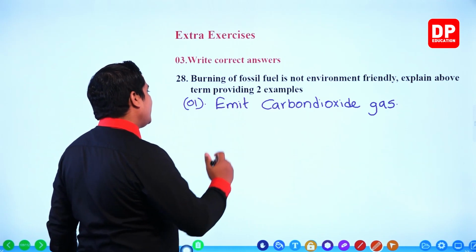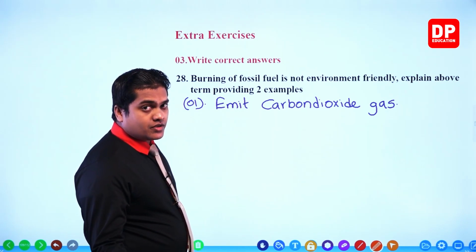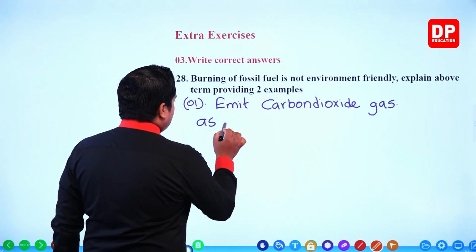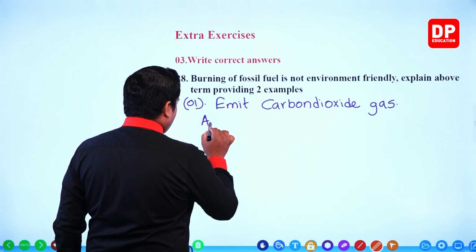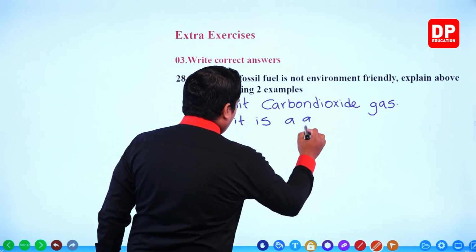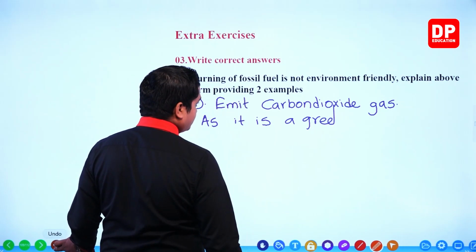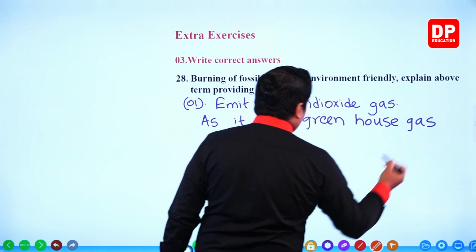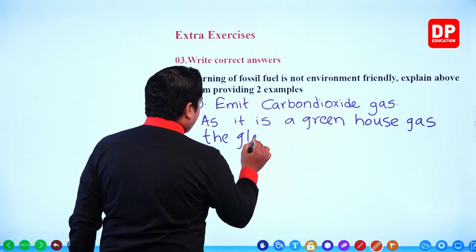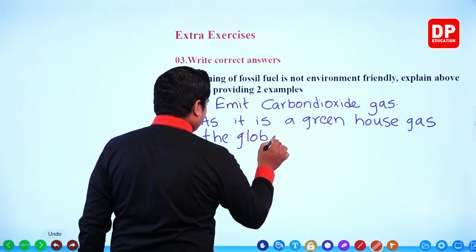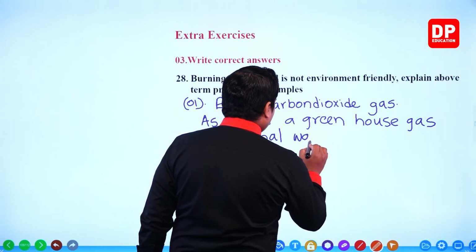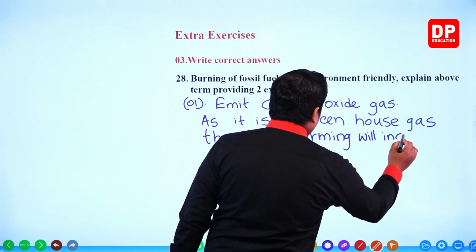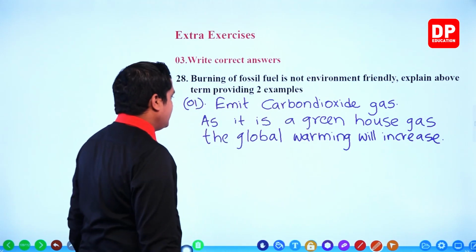So what is the specialty of carbon dioxide gas? It is a greenhouse gas, my dear children. So therefore what will happen? The global warming will increase, okay? So as it is a greenhouse gas, the global warming will increase. Right?